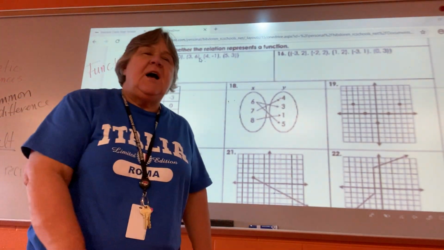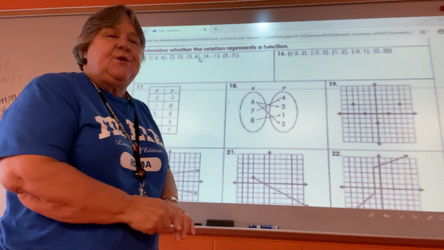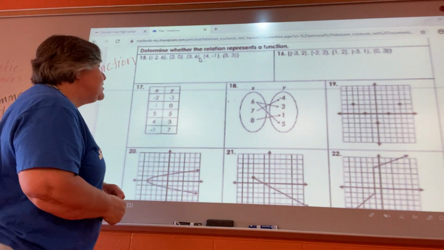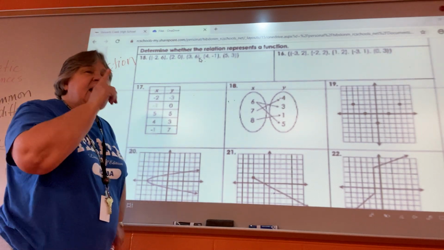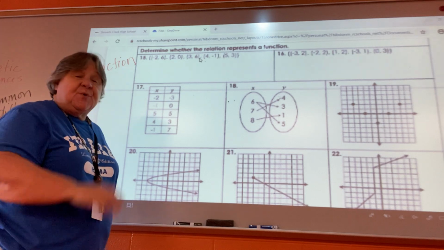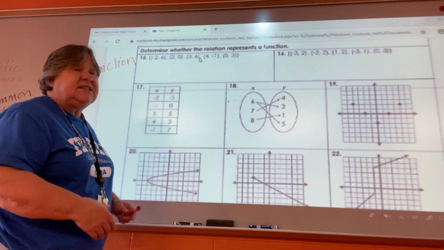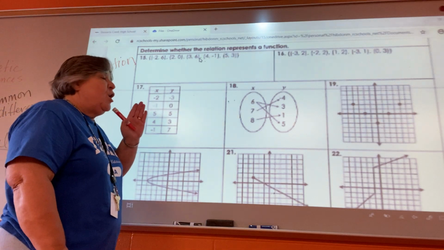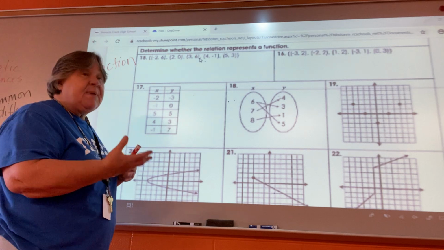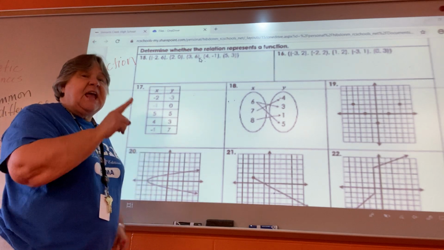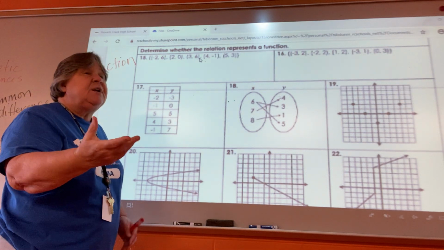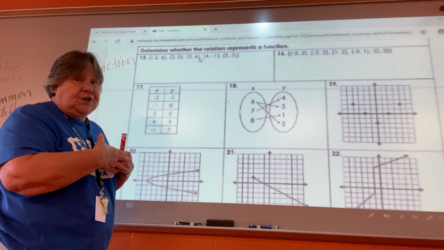Hello again. On this part of the worksheet, we're going to talk about functions. Functions are when the input has one and only one output. Dr. Prince talked about that. He went into detail about that, where each student is your domain or your input. They have exactly one birthday, so that is one output, so that would be a function.